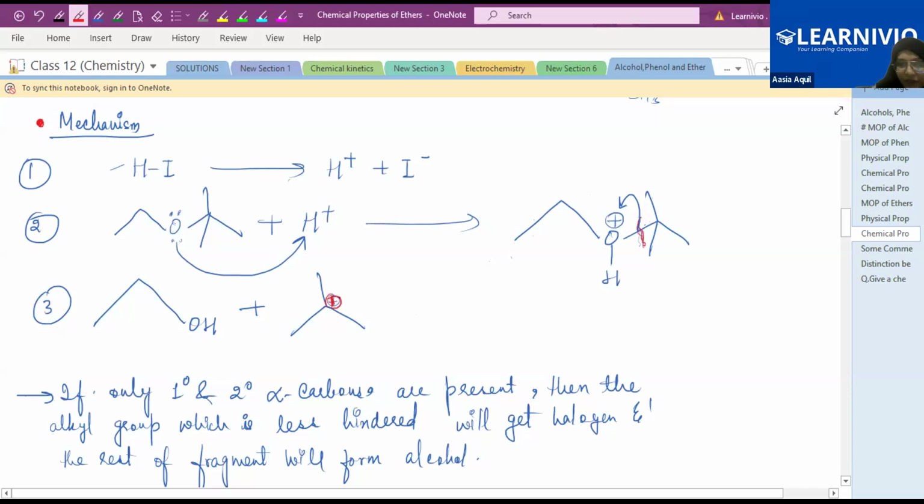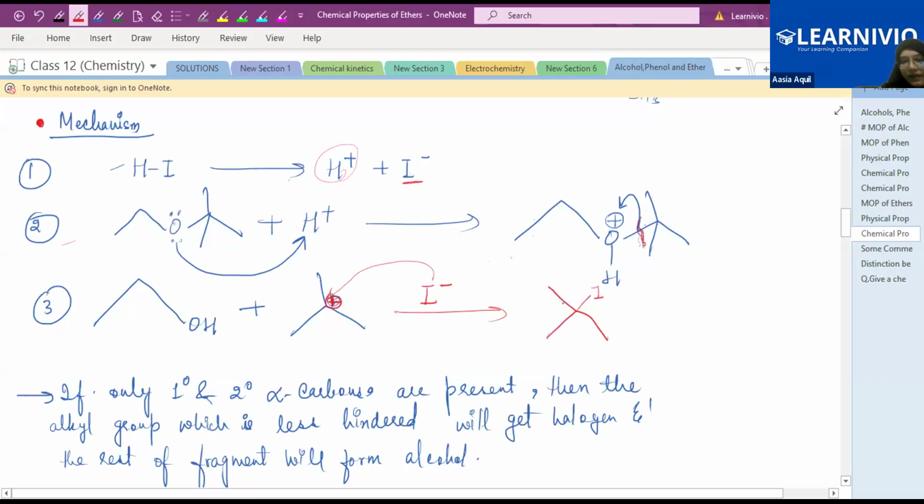The next step: when it forms a carbocation, we have an I minus charge over here, right? This H plus has been consumed in the second step, the protonation part, but this I minus is already here. So this I minus, the negative charge, will attack this carbocation, and you will get this one: 1, 2, 3, and here the iodine group. This is what you will get.